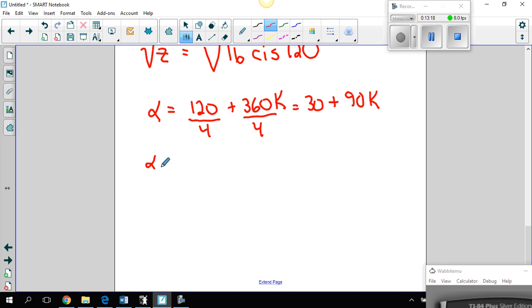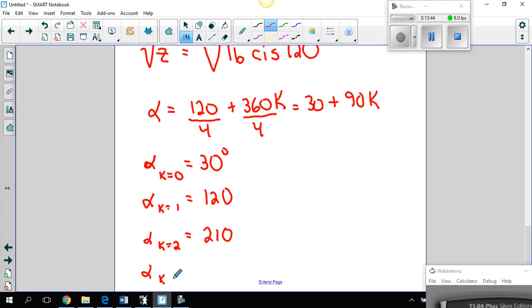So alpha sub 0, let k be 0. Here, let me write that down. Really spell it out. Alpha, where k equals 0, is 30. Alpha, where k equals 1, is 120. Keep adding 90. K equals 2, 210. Now, if there's the fourth root, there's exactly 4 solutions. So you go up to k equals 3.